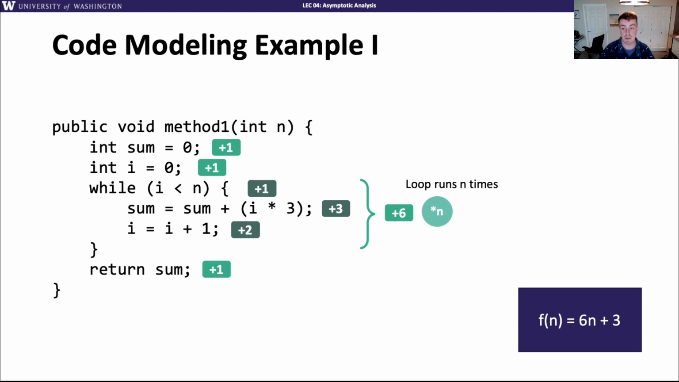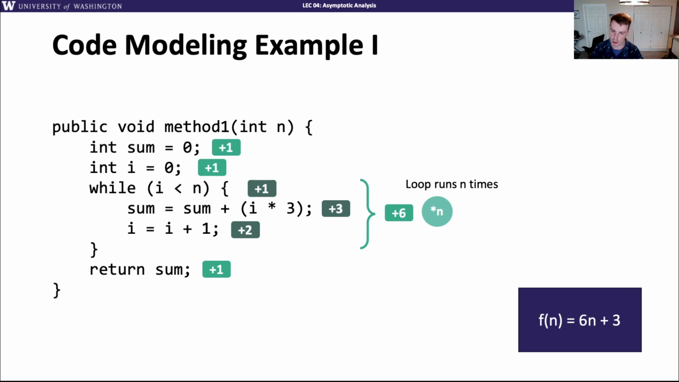The hardware could be specialized for one particular operation, and so on one computer, one operation might be faster than the other. So we try to make this simplifying assumption here. Another thing that's a bit hand-wavy here is when you look at this line that says sum equals sum plus i times 3, we say that's 3 steps, but is that actually 3 steps?